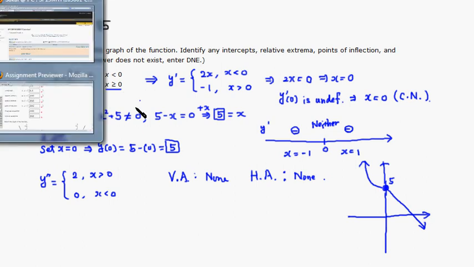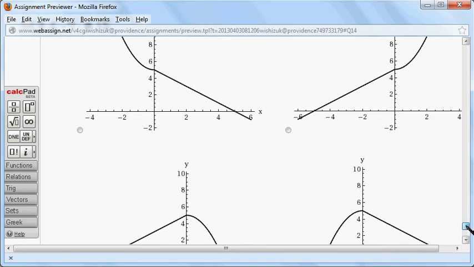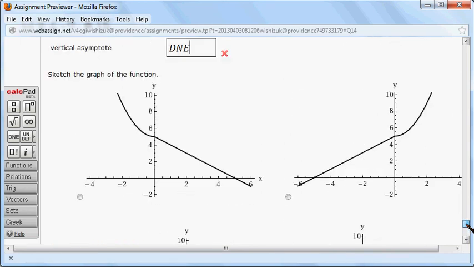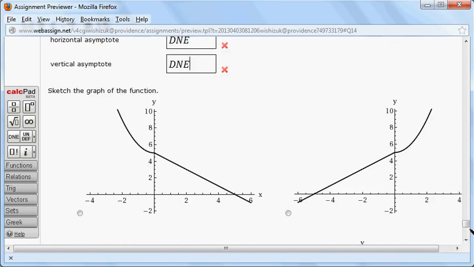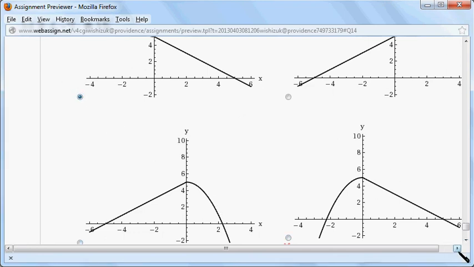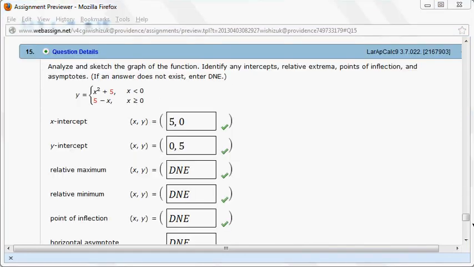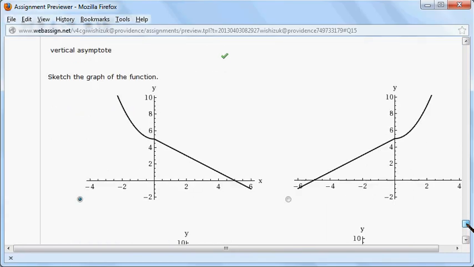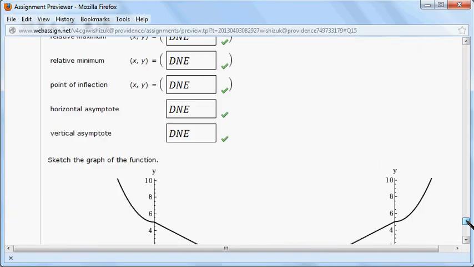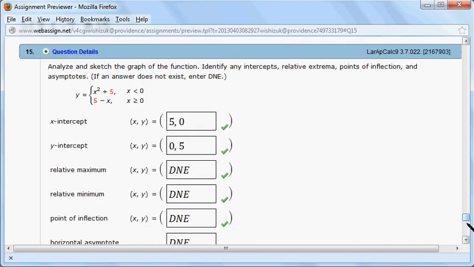Let's choose the correct one. So let's see, yep, this is the one, and everybody else is very, very different. All right, so let's check the answer. It came back, and it looks like we got them all correctly. All right, that's it. I hope that this was clear.